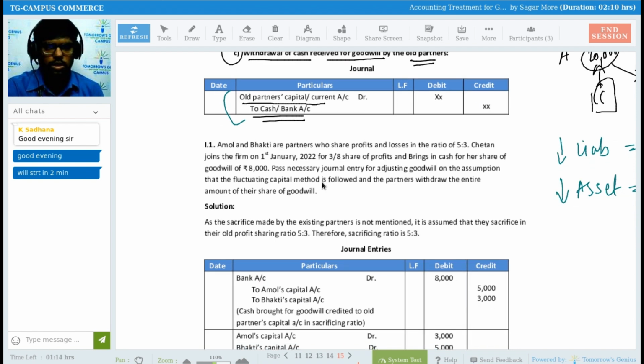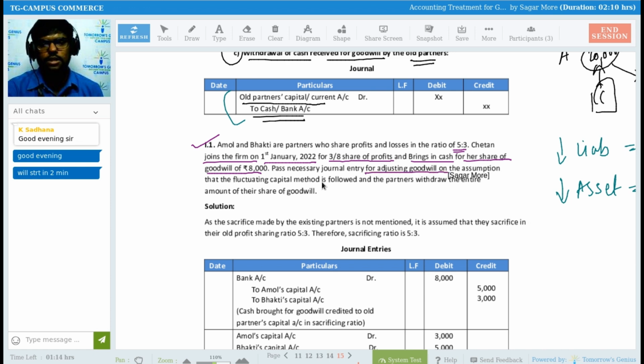So see this question, you will get clarity. Amol and Bhakti are partners who share the profits and losses in the ratio of 5:3. Chetan joins the firm on 1st of January 2022 for a 3/8 share of the profits, and brings in cash of rupees 8,000 for his share of goodwill. So he is bringing cash into the business, right? 8,000 rupees of cash is coming into the business, brought in by the new partner for goodwill.